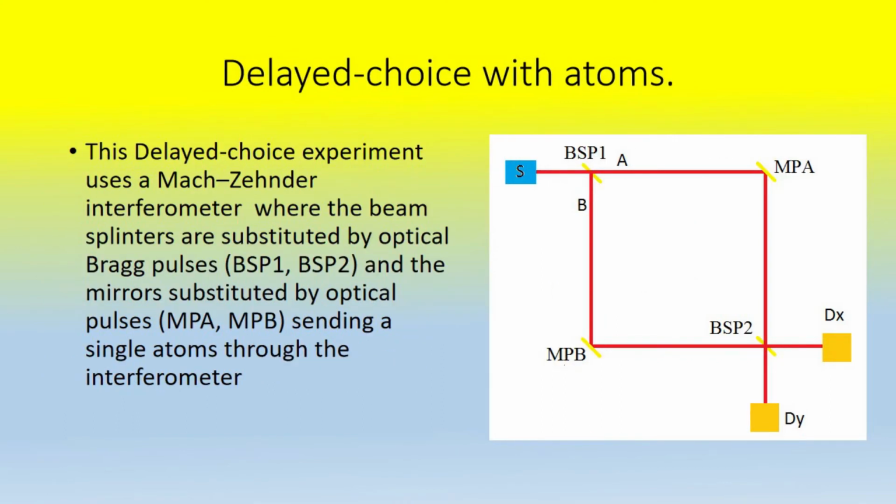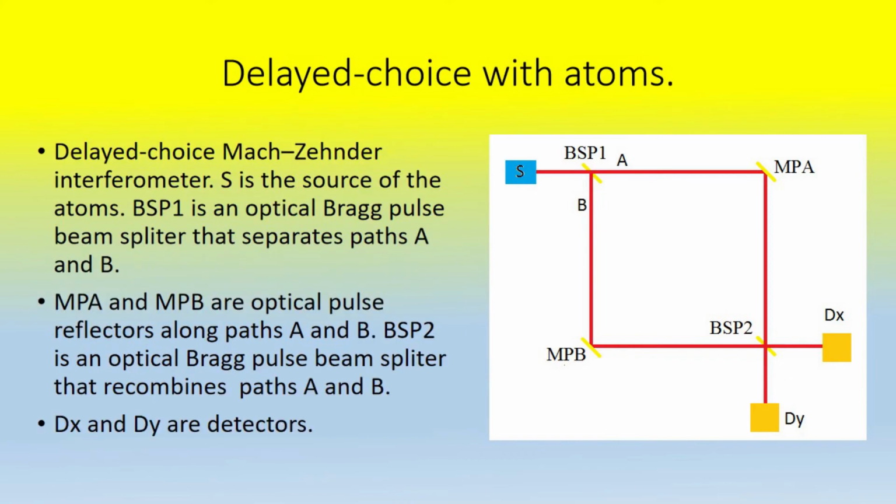This delayed choice experiment used a Mach-Zehnder interferometer where the beam splitters were substituted by optical Bragg pulses, BSP1 and BSP2, and the mirrors were substituted by optical pulses MPA and MPB, sending a single atom through the interferometer. In this delayed choice Mach-Zehnder interferometer, S is the source of the atoms, BSP1 is an optical Bragg pulse beam splitter that separates path A and B.